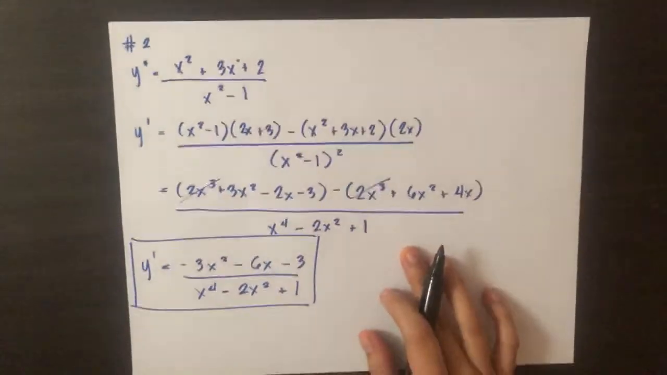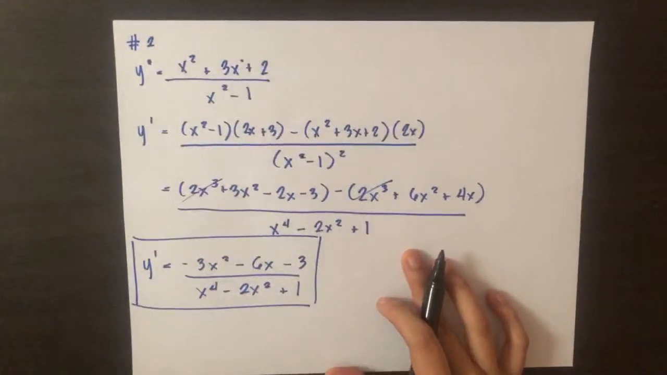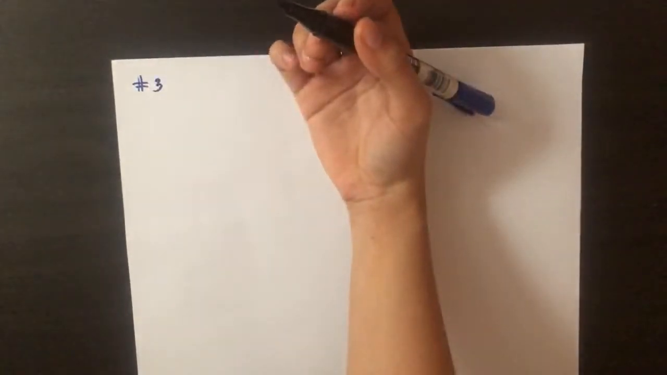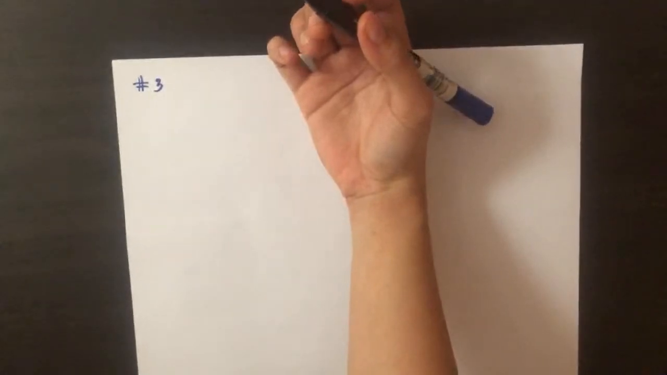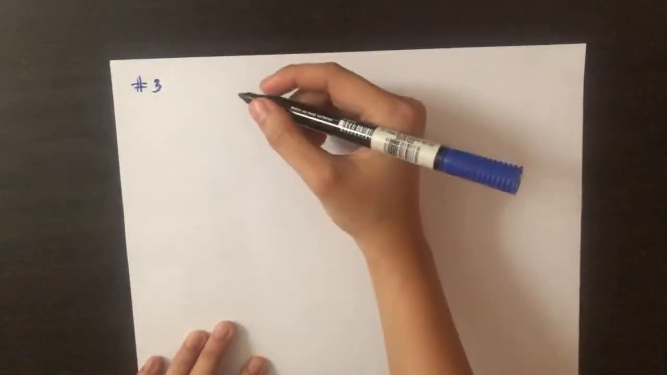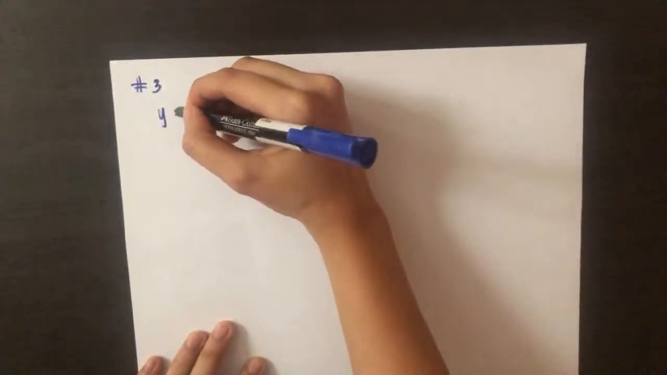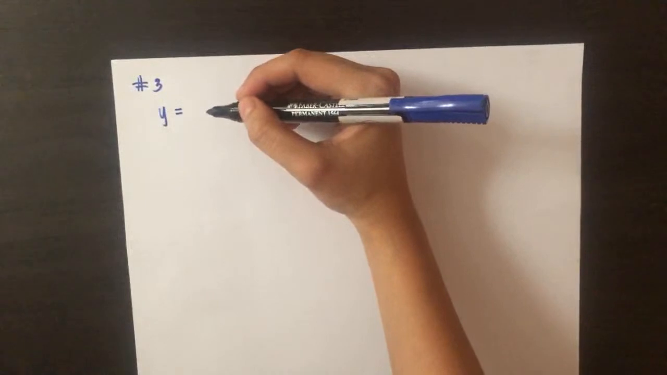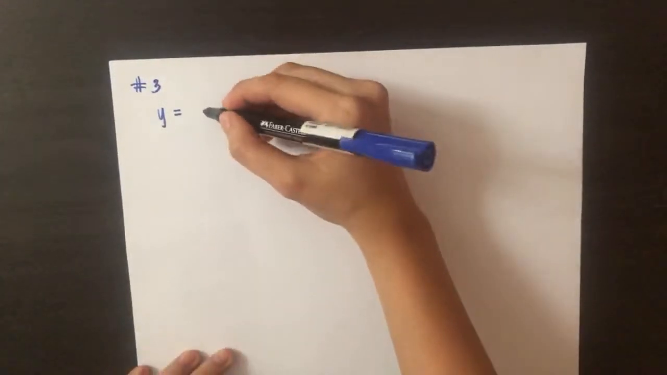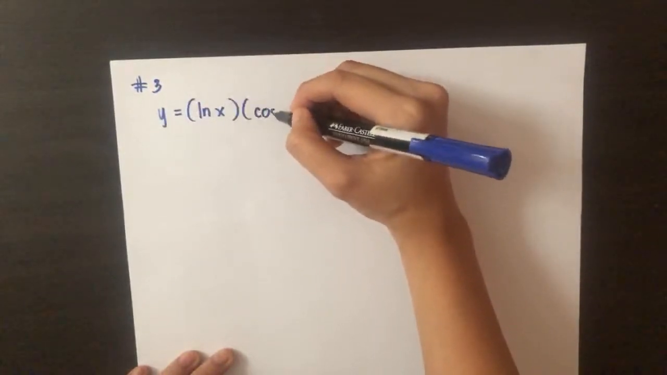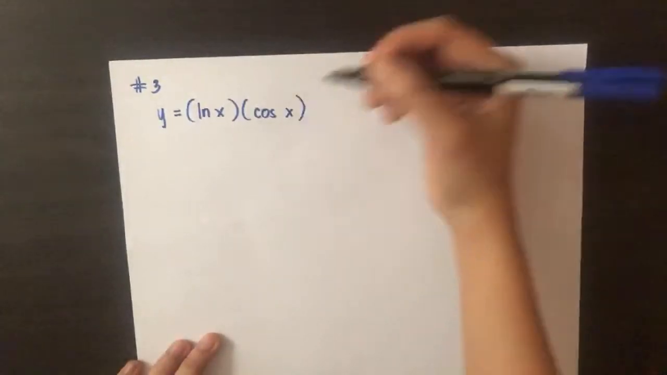Let's proceed naman sa example na merong trigonometric function. So, example number 3. Ano ba? Ito. Y is equal to ln of x times cosine of x.